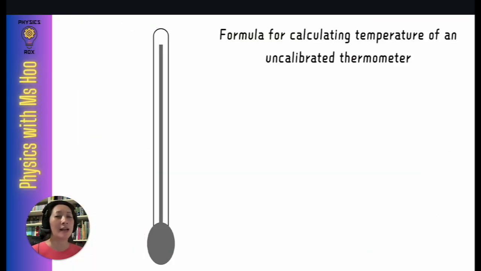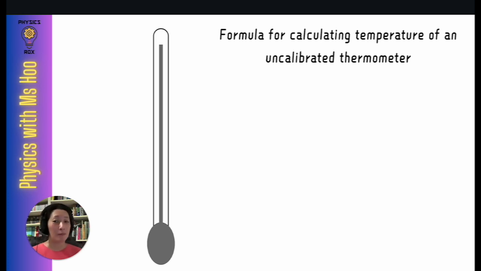Now the formula for calculating the temperature of an uncalibrated thermometer. So what we've covered in the earlier slide is the practical way of how to calibrate an uncalibrated thermometer. But for your exams, very often they will give you this question where it's an uncalibrated thermometer and you've got to figure out the temperature from there. So you can think of it as someone has this uncalibrated thermometer, they have measured the 0 and 100, but they're just too lazy to draw all those divisions out. So instead, they're going to be measuring the length of the mercury column.